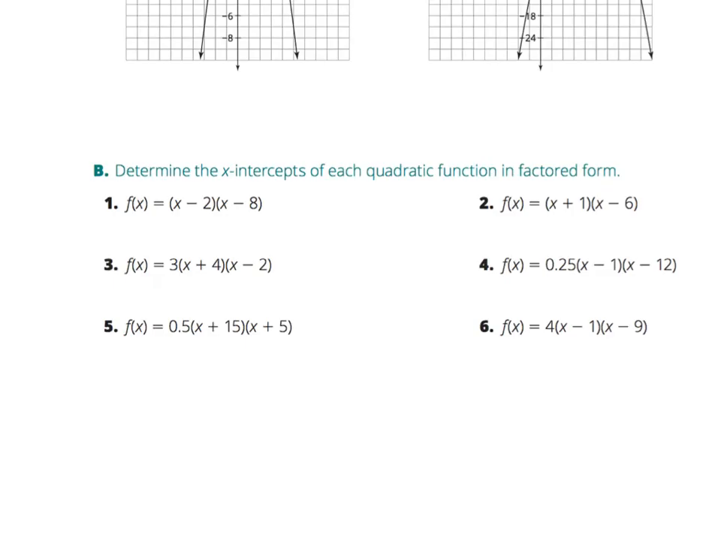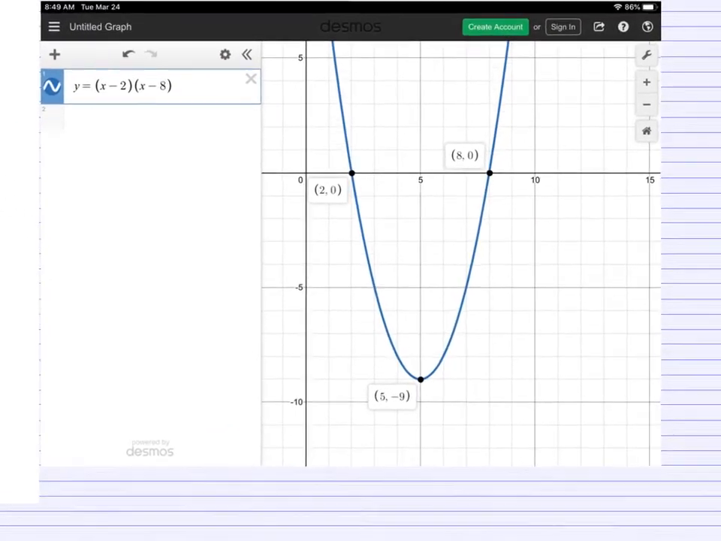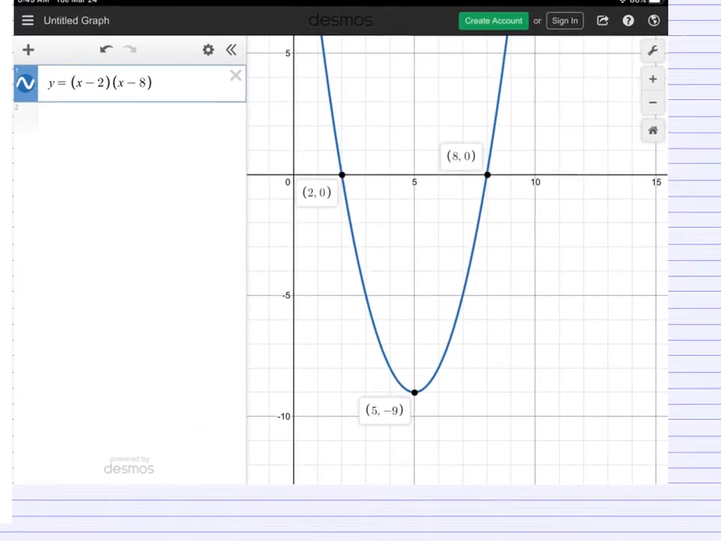All right, the last section here, determine the x-intercepts of the quadratic function. Now, there's 6 problems here, and all you have to do is graph these on Desmos and then identify the x-intercepts. So I'm going to do number 1 for you. I would type y equals parentheses x minus 2 parentheses x minus 8, and I have a screenshot of it right here. My x-intercepts, it looks like it crosses at 2 and 8.